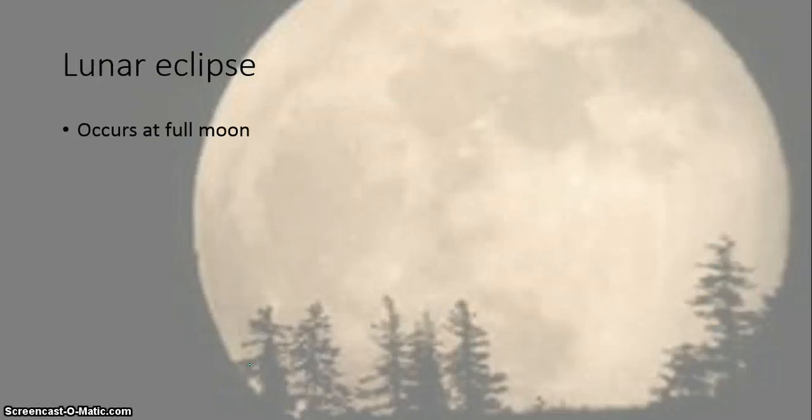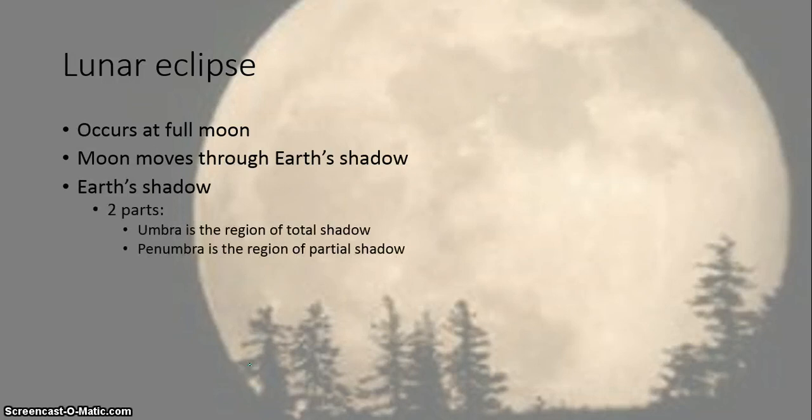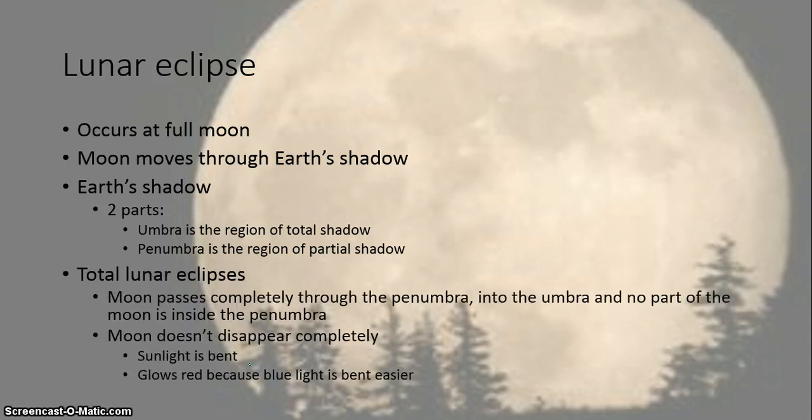Okay, so the lunar eclipse. The lunar eclipse will happen at full moon, and it's when the moon moves through the Earth's shadow. In the Earth's shadow, there are two parts. There's the umbra, which is the region of total shadow, and the penumbra is the region of partial shadow. So for a total lunar eclipse to happen, the moon has to pass completely through the penumbra and into the umbra. It's completely in the umbra, and no part of the moon is outside of the umbra. I've got a diagram for this I'll show you in just a second.